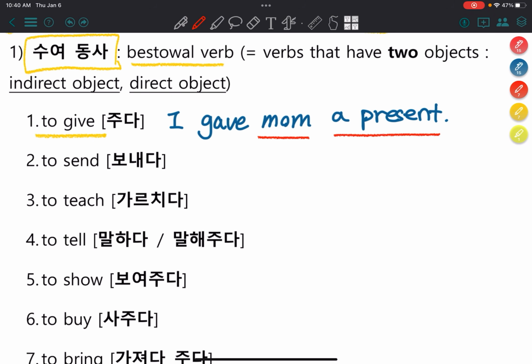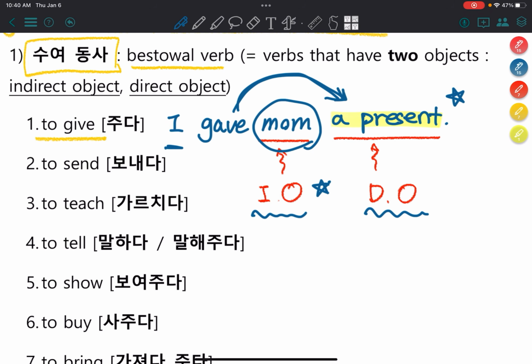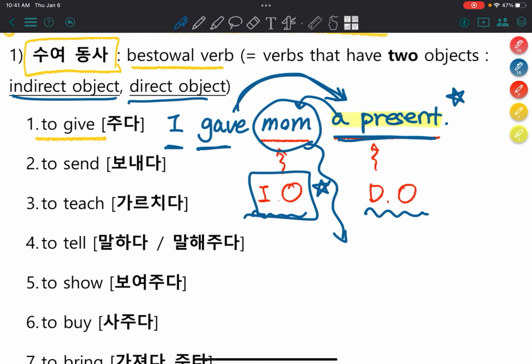And in Korea, when we're learning English, we name each of these objects an indirect object and a direct object. So a present is something that is given, that is directly affected by give, right? So it's a direct object. By me giving a present to mom, mom becomes the receiver, so we call this an indirect object. Mom is not directly given, right? Mom is the receiver of the verb give. So these terms, indirect object and direct object, are not really important, guys.